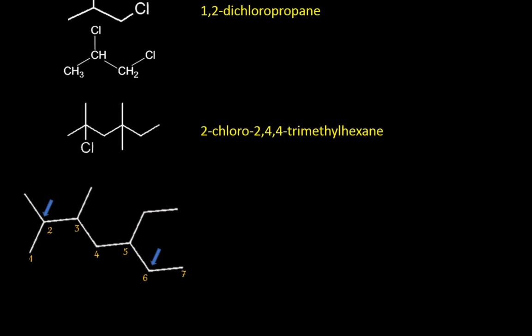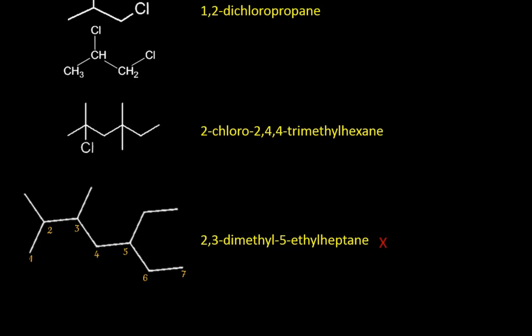Notice carbons 2 and 3 have methyl groups, and carbon 5 has an ethyl group. Suppose we name it in this order. We get 2,3-dimethyl-5-ethylheptane. What do you notice about this name that is incorrect?